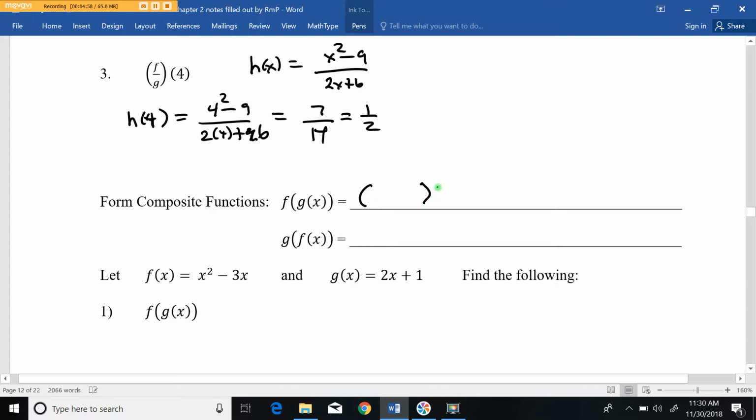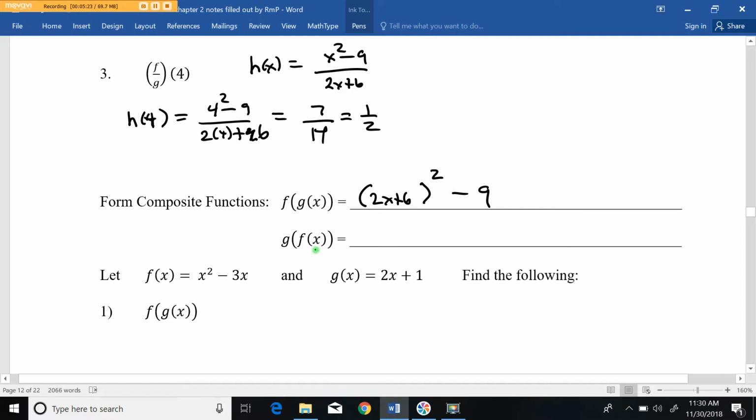Here's the function f of x, where this would be an x. But in place of that, what we're going to do is put g, 2x plus 6. So what we're looking at here is f of g of x. You'll notice what I've done is taken g of x and put it into f of x. Remember, x squared minus 9 was f of x. We could expand and simplify, but I'm not going to bother. I'm just going to move on.